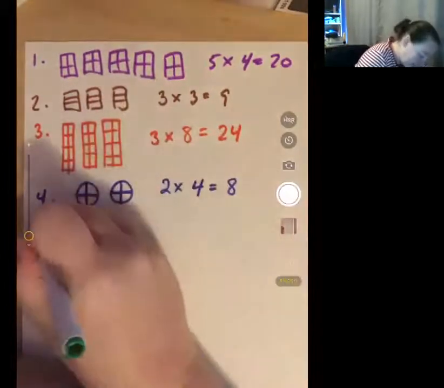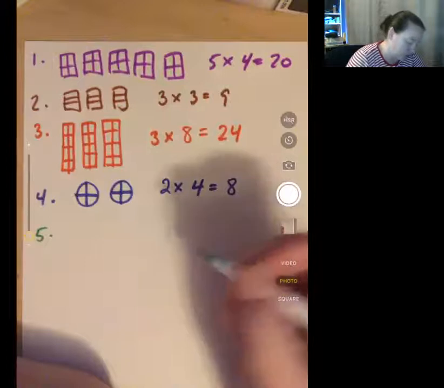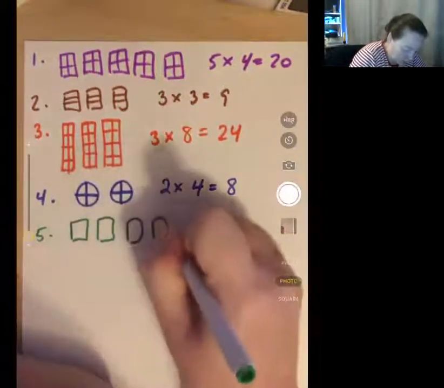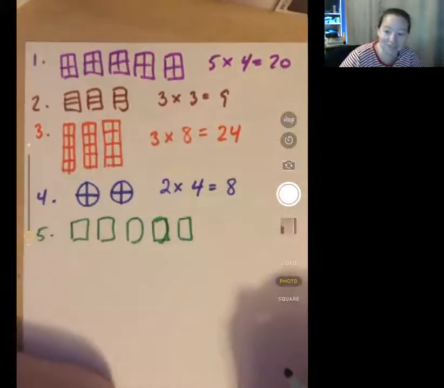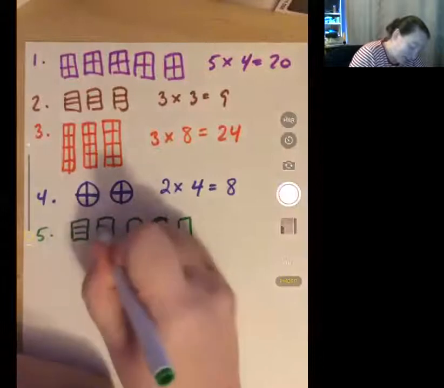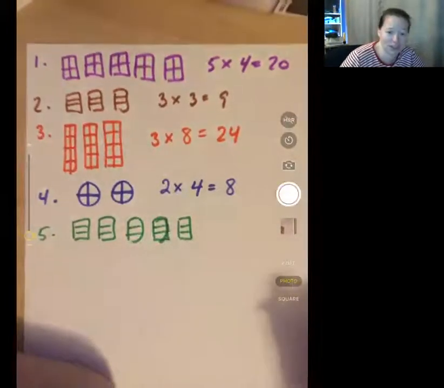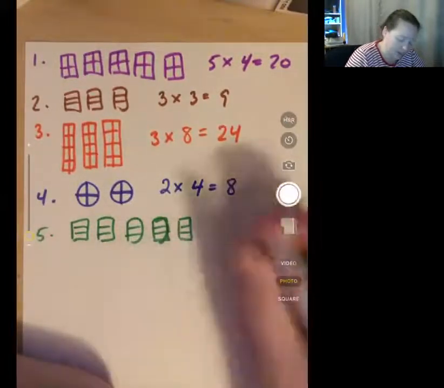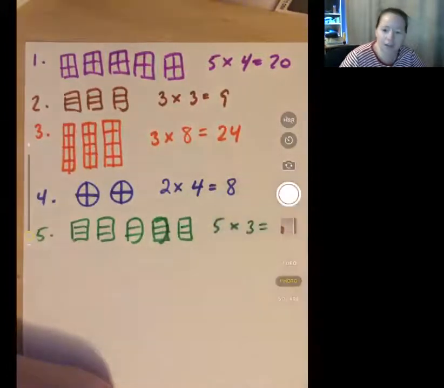Number 5. Thomas makes 5 sandwiches he cuts into thirds. So 1, 2, 3, 4, 5. My sandwiches are getting funkier and funkier. All right. Cut them into thirds. I don't know why we're cutting a sandwich into thirds, but whatever. So I have 5 sandwiches times 3 pieces for each sandwich. 5 times 3 is 15.